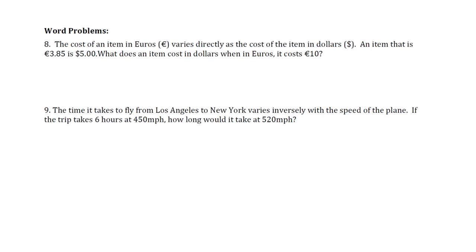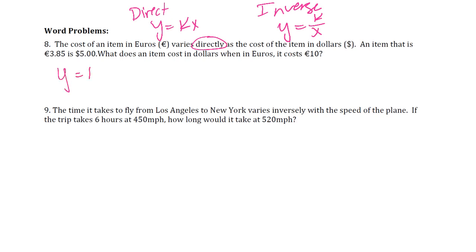Okay, so the cost of an item in euros varies directly. Oh, there's one of those keywords we like. So remember, direct is y equals kx, and inverse is y equals k over x. Okay, so it varies directly, so we're going to use y equals kx. The cost of items in dollars. So we have euros and we have dollars, because there's a conversion rate when you go to other countries that use other currencies.